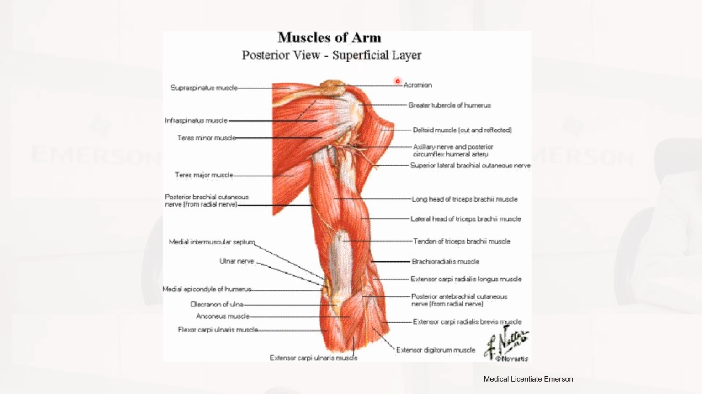Then you have the posterior view, which is the superficial layer of the triceps brachii. Then you have the teres major, this on the lateral side. These are the muscles we need to know in the arm, in the posterior part. The long head of the triceps brachii is this side, and the lateral head would be this side.